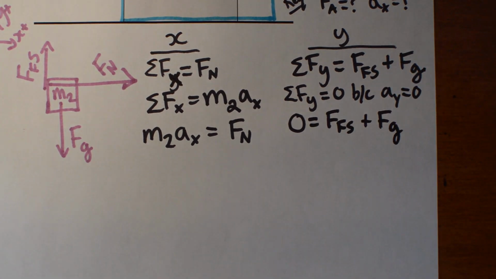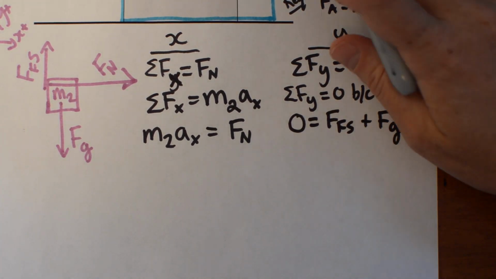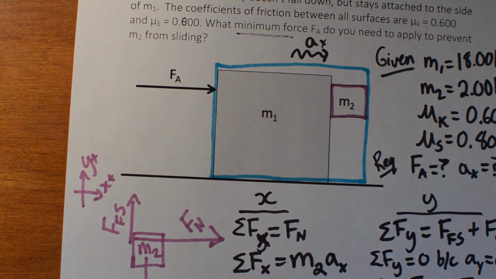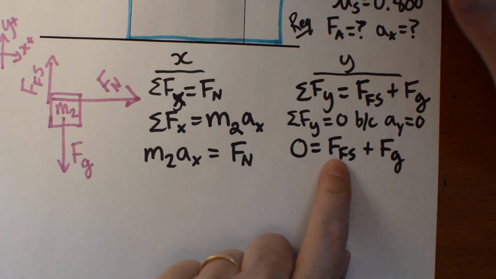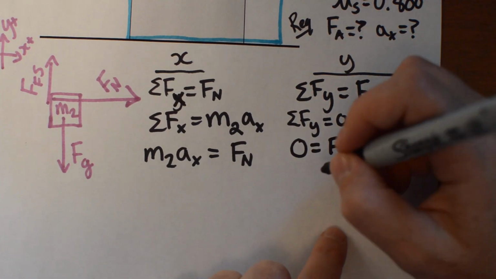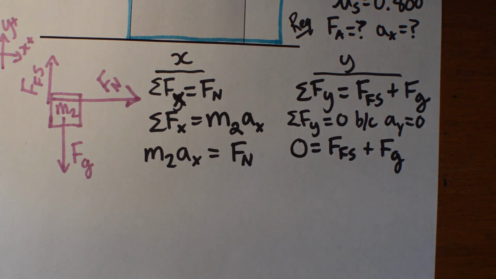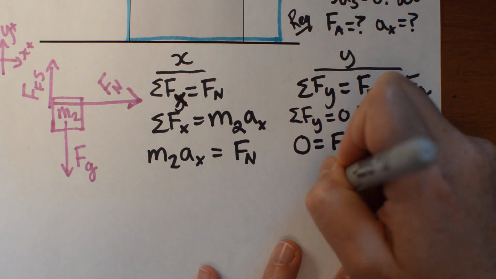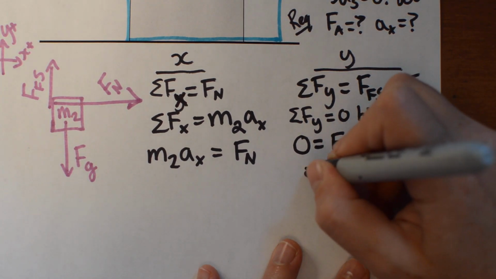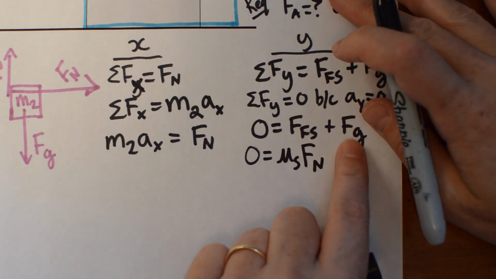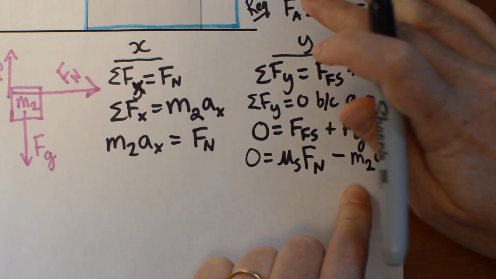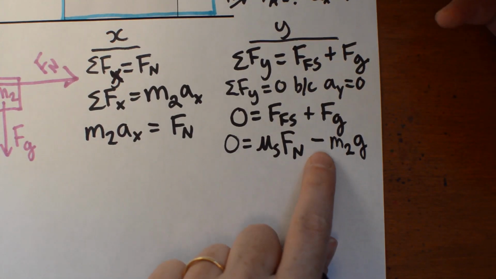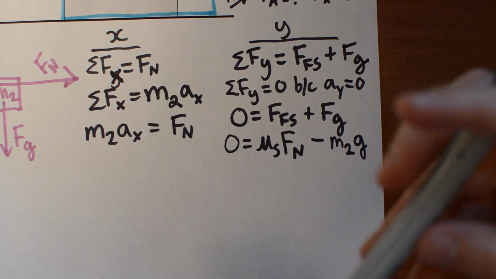So at the moment where m2 is just about to slip down, we're looking for the minimum force of Fa to prevent m2 from slipping. So that means the moment when that block is just about to slide. At that moment, that inequality of static friction force less than or equal to mu s Fn becomes an equality. So it'll become just equal to mu s Fn. And the force of gravity on m2 is just the mass of m2 times g, and it's negative because my coordinate system shows up as positive. So negative m2g.